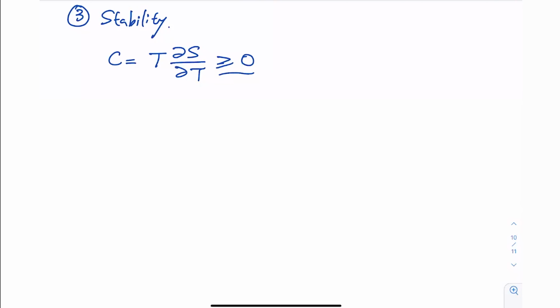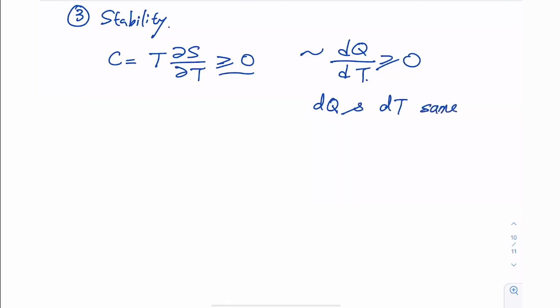Okay, so the first question is why it is so. C greater than or equal to 0 is related to the change of the heat of your system as a function of the temperature should be greater than 0. What that means is that for your system, the change of heat and the change of the temperature should have the same sign.